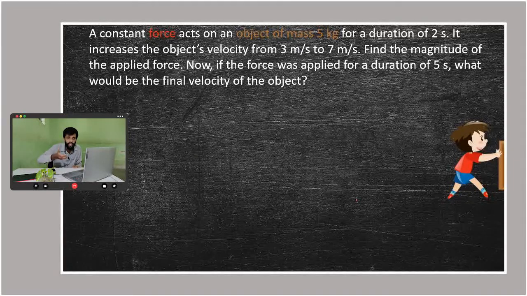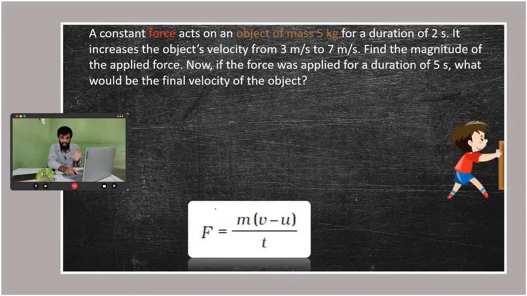How much force was applied so that this object, which was moving at 3 meters per second, is moving with a velocity of 7 meters per second? To get an answer for this entire problem, all you have to do is use a formula like this. Force is equal to mass, which is 5 kgs, times v minus u, where v is the final velocity and u is the initial velocity, upon the time taken. So use this formula, substitute all the values, and you can get an answer.